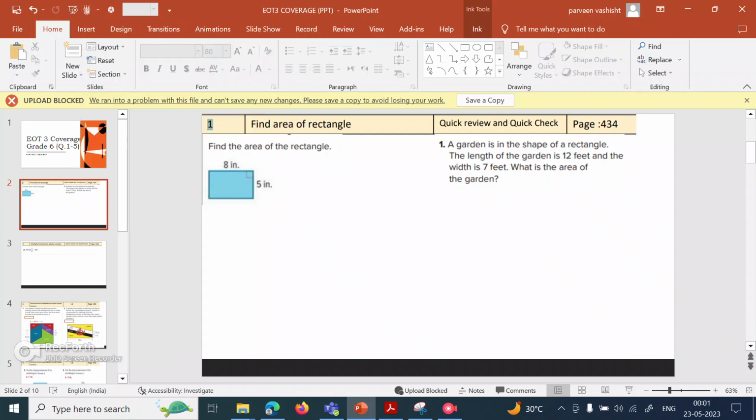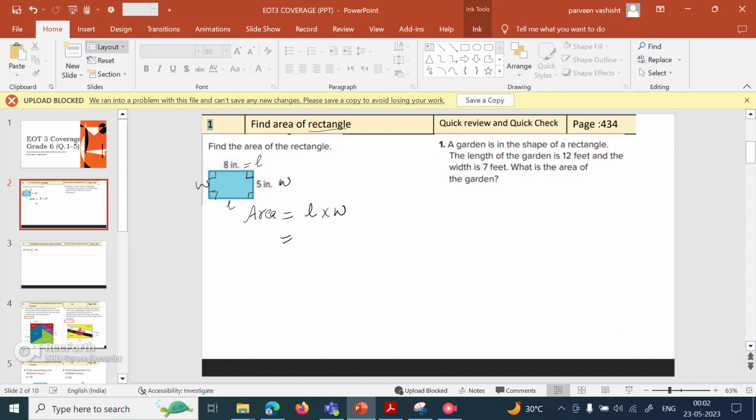Rectangle area we have to find out. So you should know what is a rectangle. A rectangle is a quadrilateral, a four-sided shape with each angle as 90 degrees and opposite sides equal. Now we are going to find the area of a rectangle. In a rectangle, we talk about the length and the width. This side will be length, this side will be width. So the formula for finding the area of a rectangle is length multiplied by width.